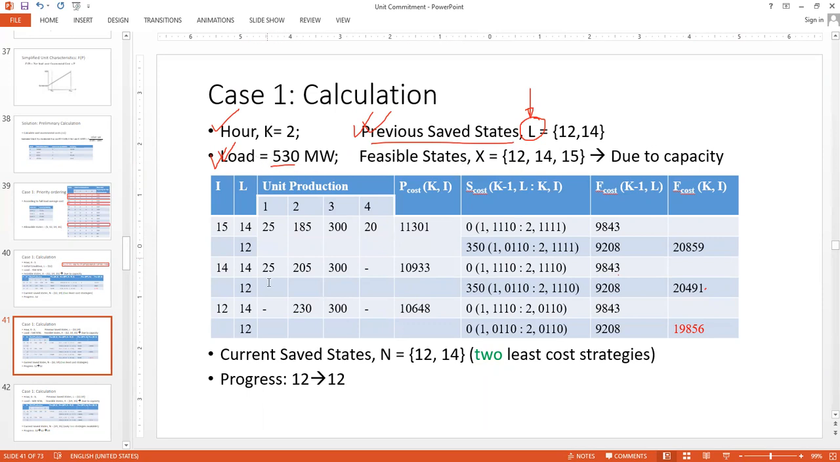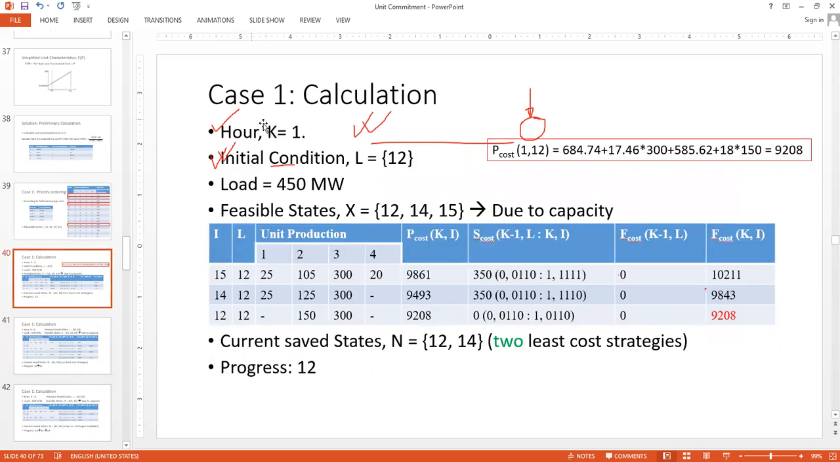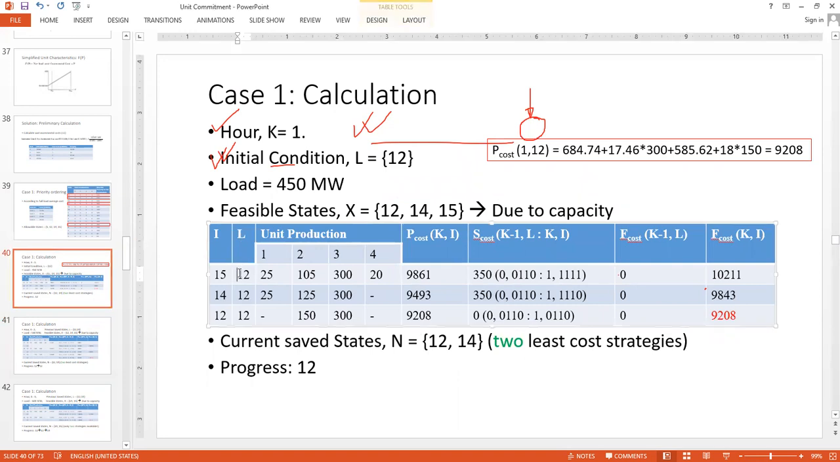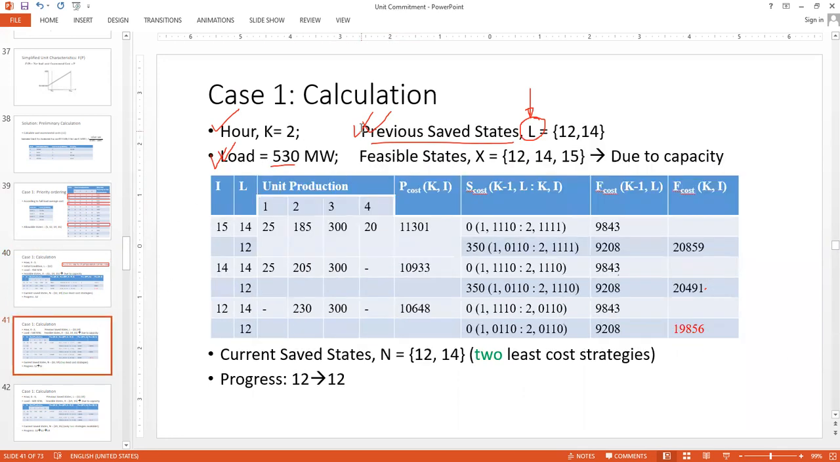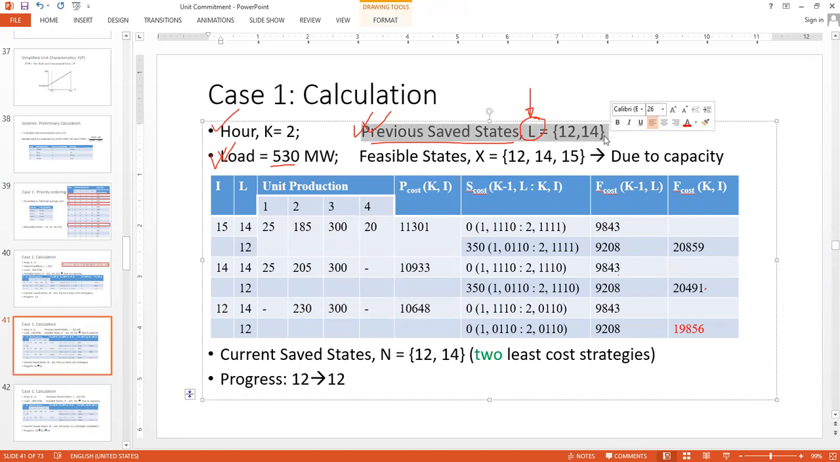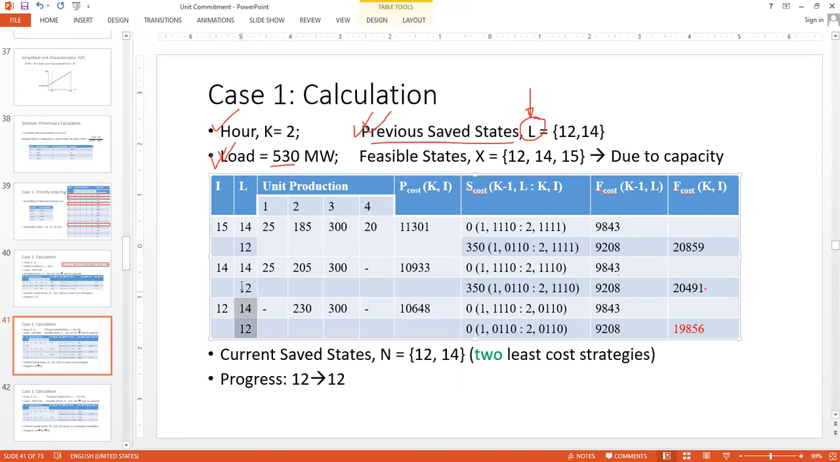Now the load has increased, so again we start from this 12. Remember, L has to be updated now. In the first hour, L was simply the initial state, 12, that was given. Now L has been updated. L now has 2 different states, 12 and 14.